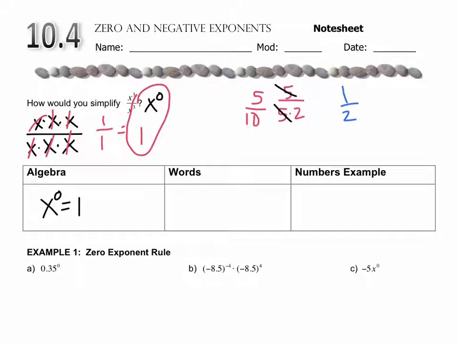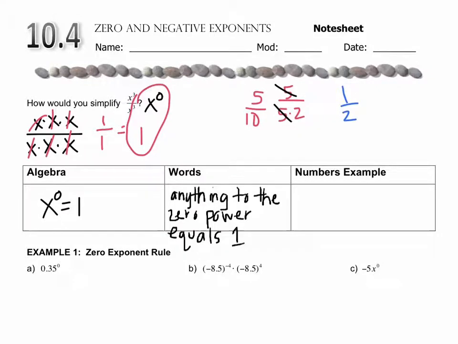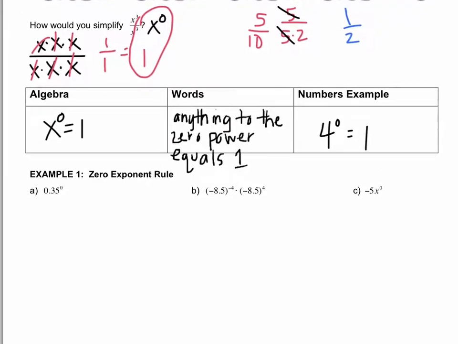In words, that says anything to the 0 power equals the number 1. And let's just make up an example. Let's say 4 to the 0 is 1. All right, let's check out some examples.